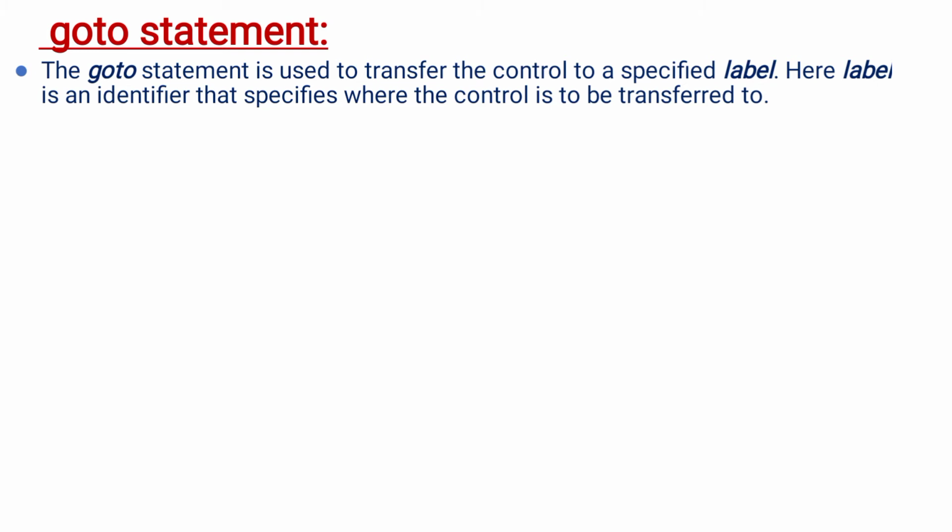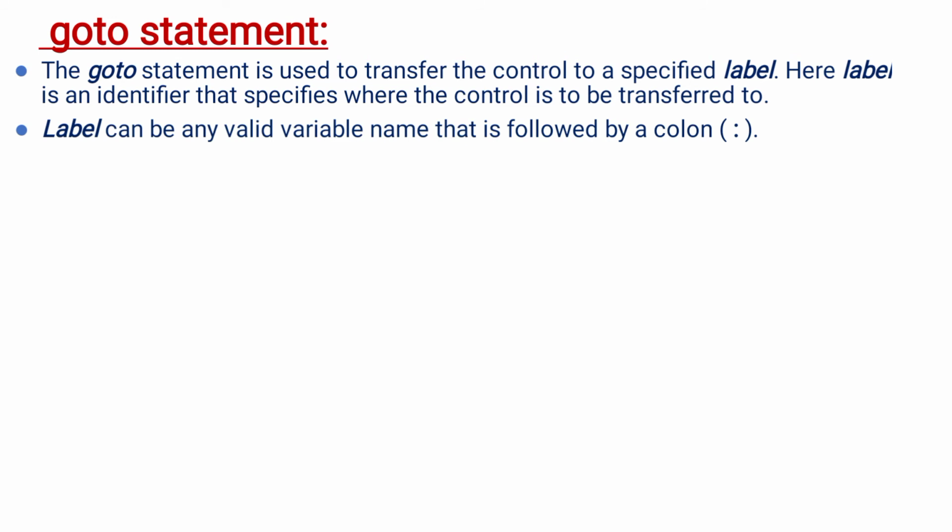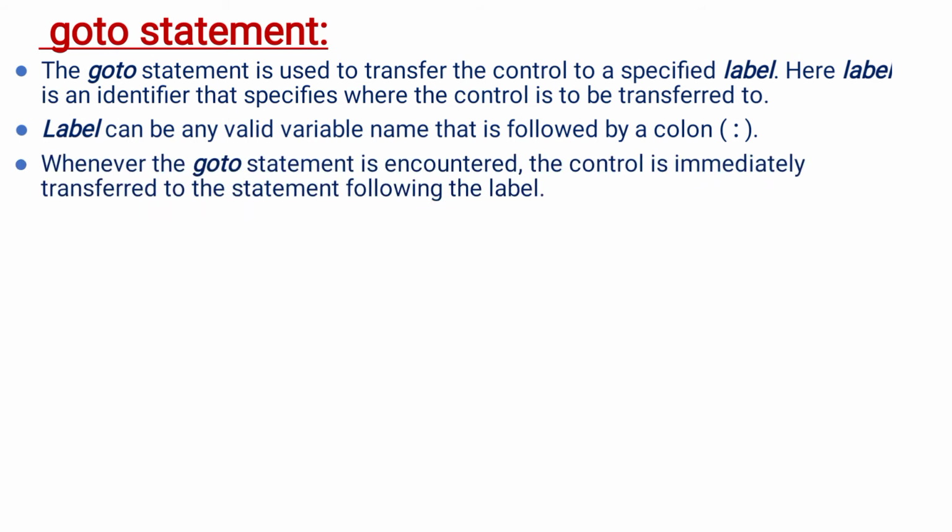So what is the label? Label is an identifier. It is used to specify the position where the control has to be transferred to. A label can be any valid variable name that is followed by a colon. So after writing the label, we have to write a colon symbol.